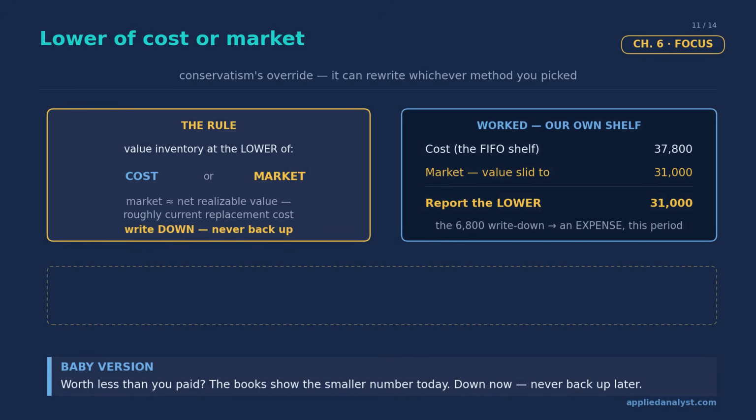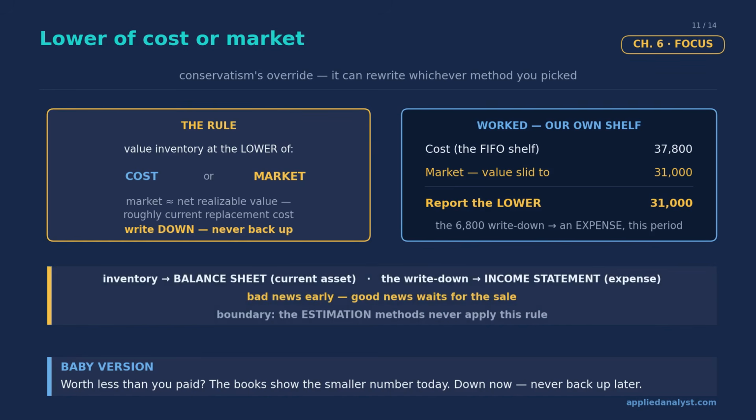Your FIFO shelf says $37,800, but market value has slid to $31,000. Report the lower, $31,000, and the $6,800 write-down hits the income statement as an expense. This period. You write inventory down, never back up. Bad news early, good news waits for the sale. And keep the boundary. This rule is for inventory you actually hold. The estimation shortcuts never apply it.